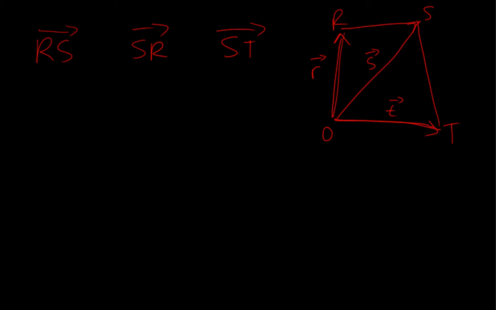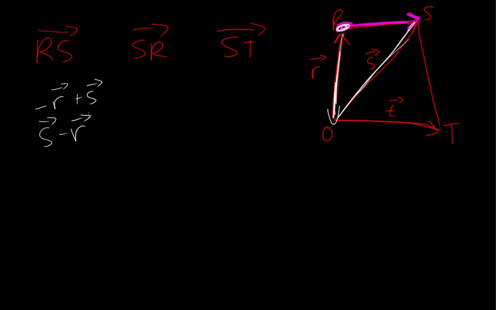So RS, we're looking at this. So we want something that starts here and ends here. So we're going to start here. We're going to go this direction, which is negative R. And then we're going to follow S, plus S. And that's it. If you want to write it a little bit nicer, you can write it like that. That's what we got there.